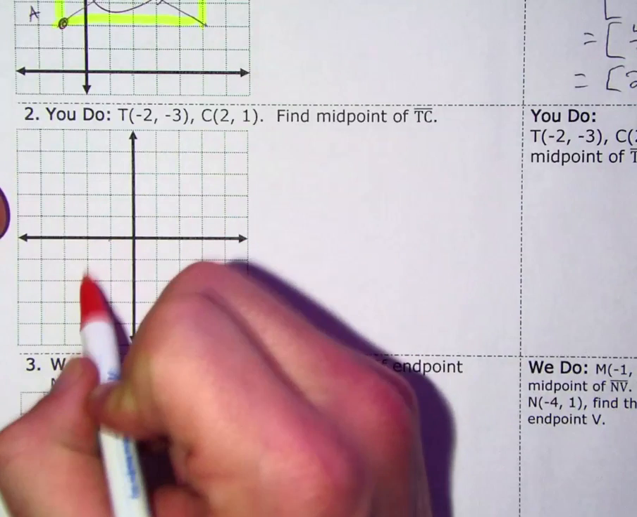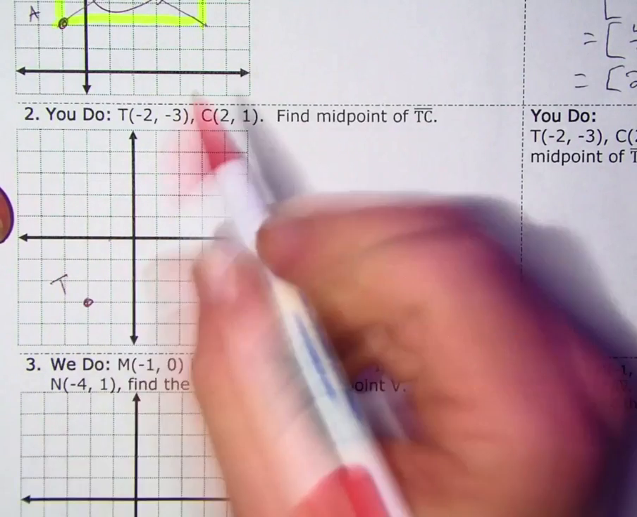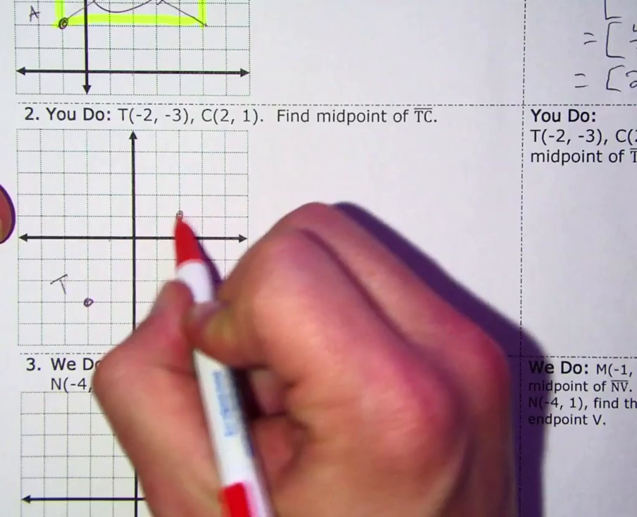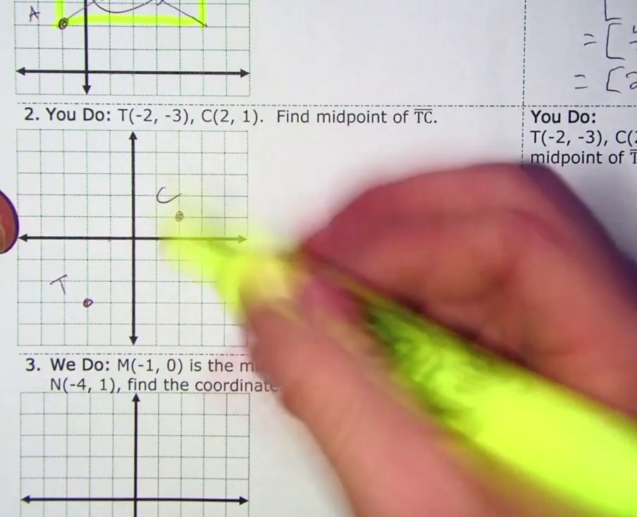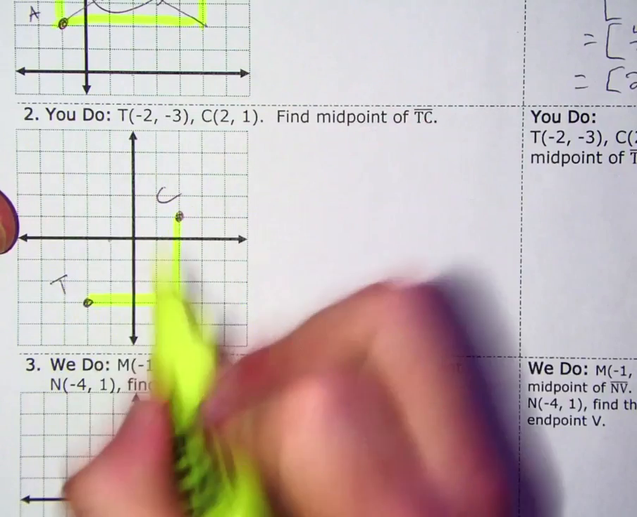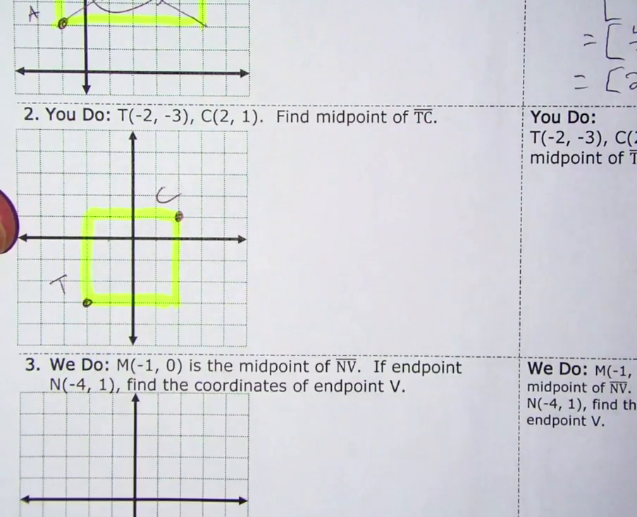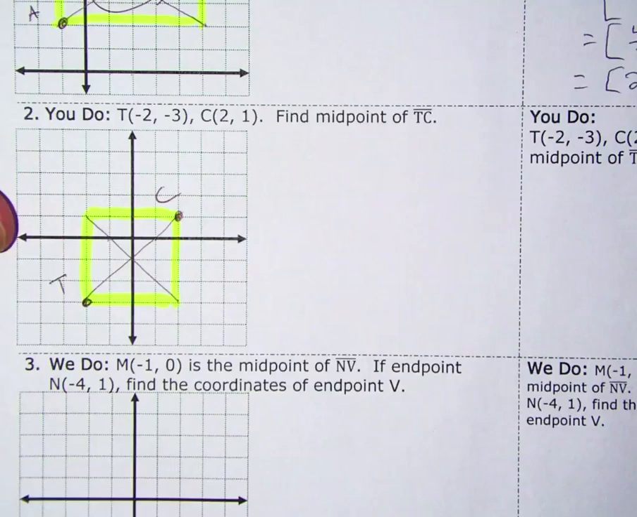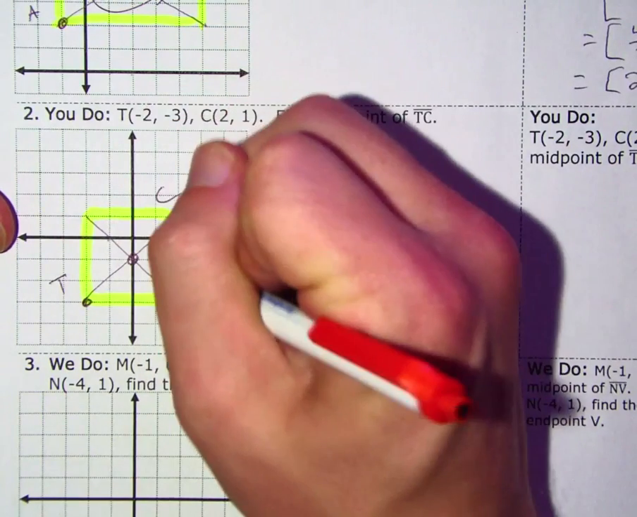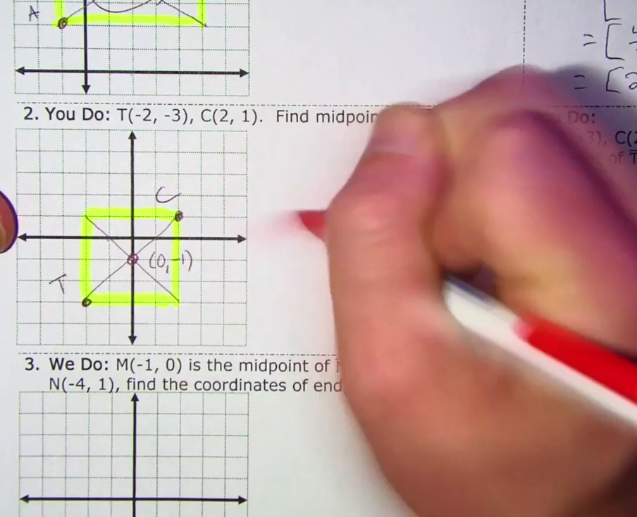Plot negative 2, 1, 2, negative 3. There's T. 1, 2, up 1. That's C. Go ahead and make your right triangles. Sketch in the other diagonal. And you can see that the midpoint is right here at 0, negative 1.